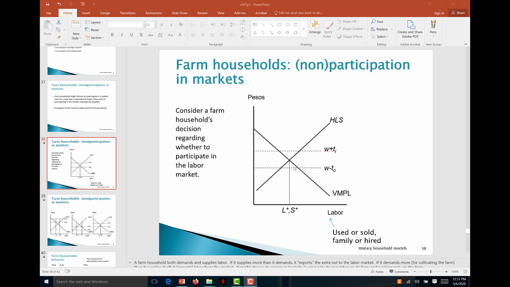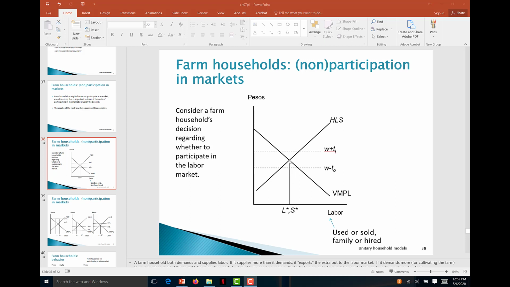Why? Because the salary that you receive after the transfer costs, W minus TO, is lower than your household labor supply at the autarky equilibrium.